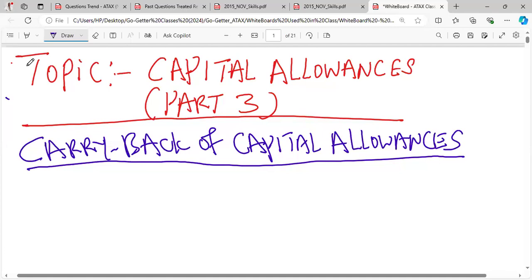The big question is, how do we carry back capital allowances? How do we treat it? An example will help amplify what I am saying.